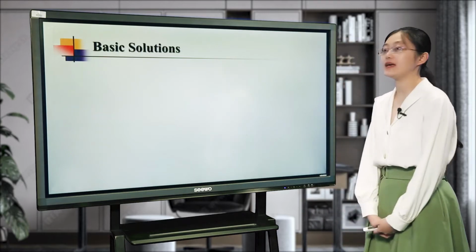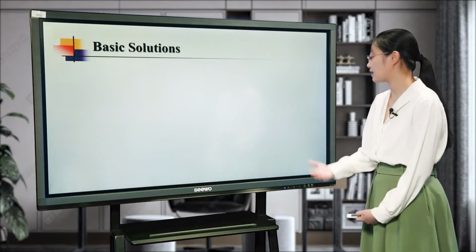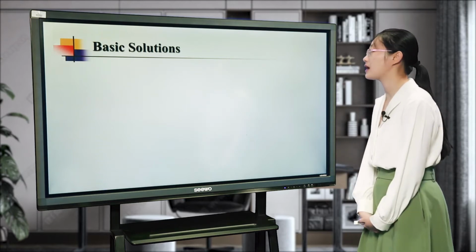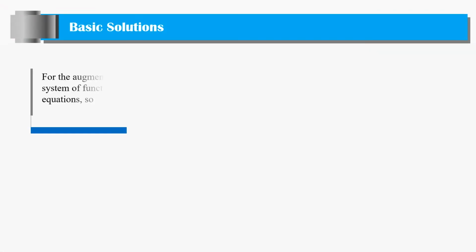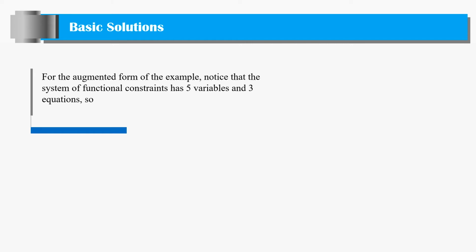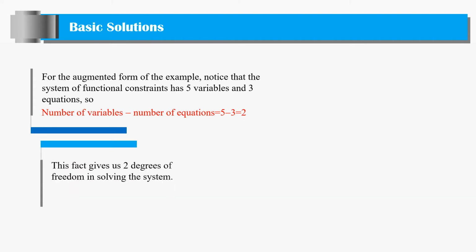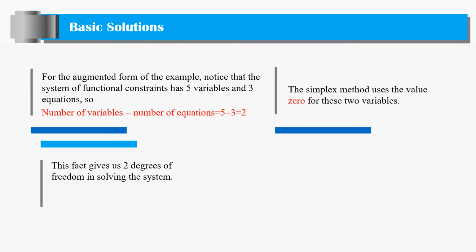Okay, so next, this idea of the slack variables actually gives us the concept of the basic solutions. Notice from the augmented form of this example, we have the system of functional constraints. It has 5 variables and 3 equations. So the number of variables minus the number of equations is actually 2. The number of variables is more than the number of equations. This gives us 2 degrees of freedom in solving the system. And in the simplex method, we usually set these 2 free variables to 0.